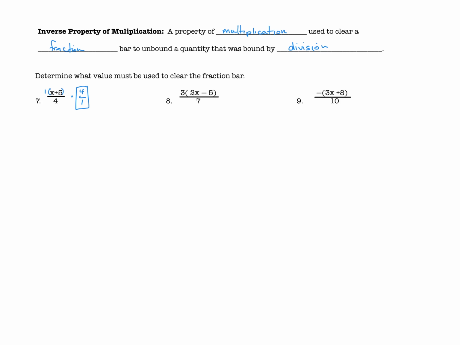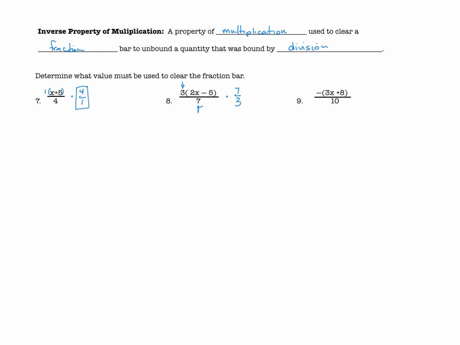Okay, what I would use here again is going to be this idea of the reciprocal. If you watched my videos before, I talk a lot about this idea of the reciprocal. So in this case, I would use the reciprocal. Notice this 3 is out front. I would use that 3 and that 7, and I actually would multiply by 7 over 3, okay? And that's the value I would use to clear out that fraction bar.